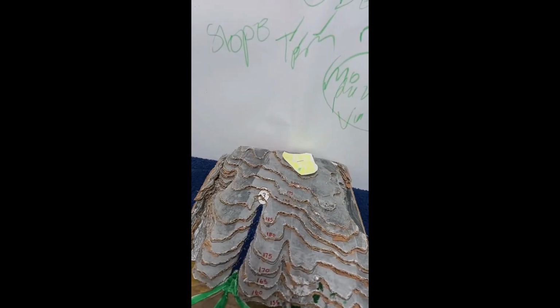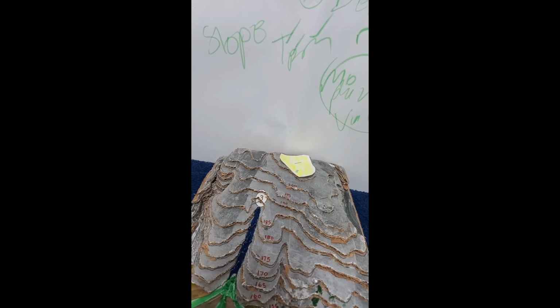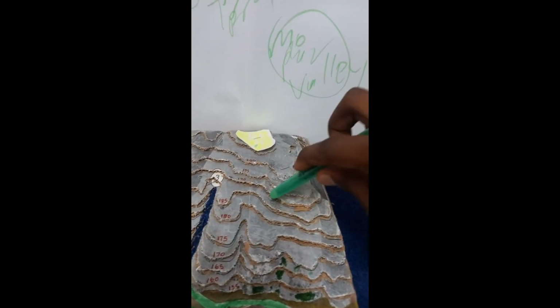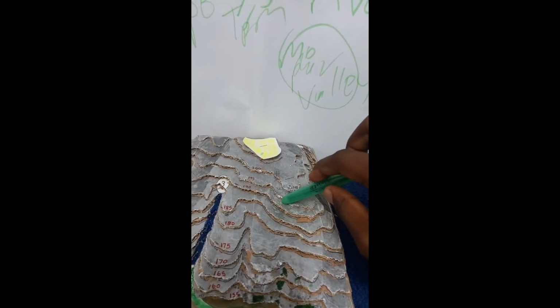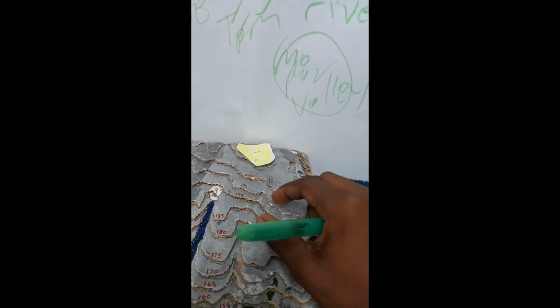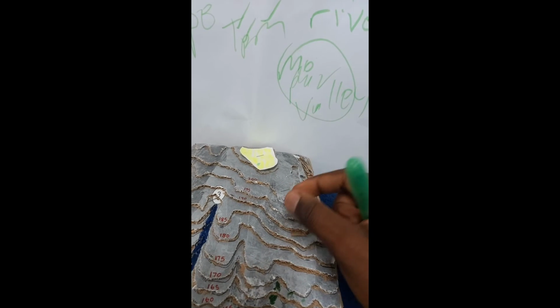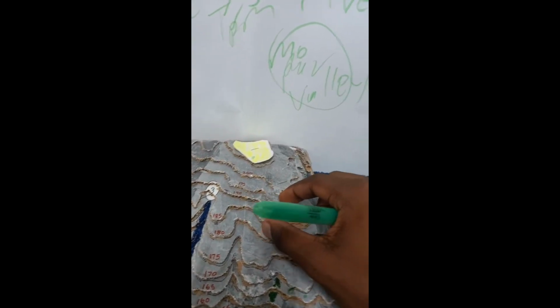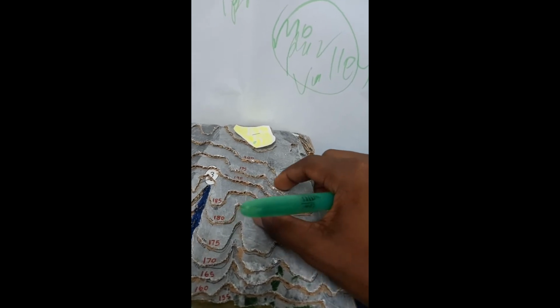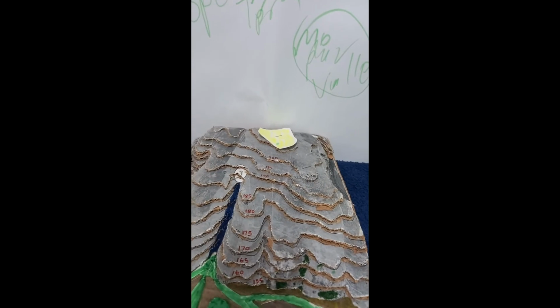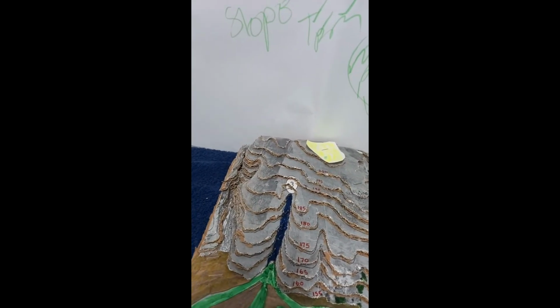For example, when we look at the counter lines here, we can see the counter lines. They are together. When counter lines are close together, what does it show? The steeper slope. It means here we have a steeper slope. Okay, let's move to another one.